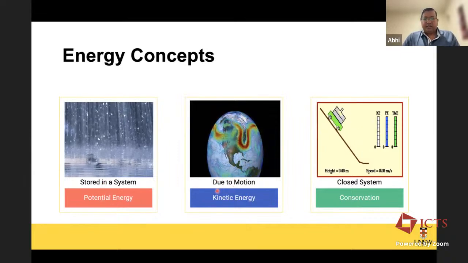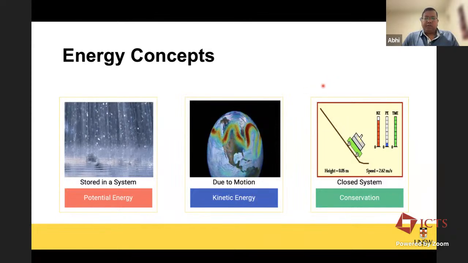Now, kinetic energy is basically due to motion. As you can see from here, the polar jets are the movement over the poles, and the subtropical jets are examples of systems that possess kinetic energy.